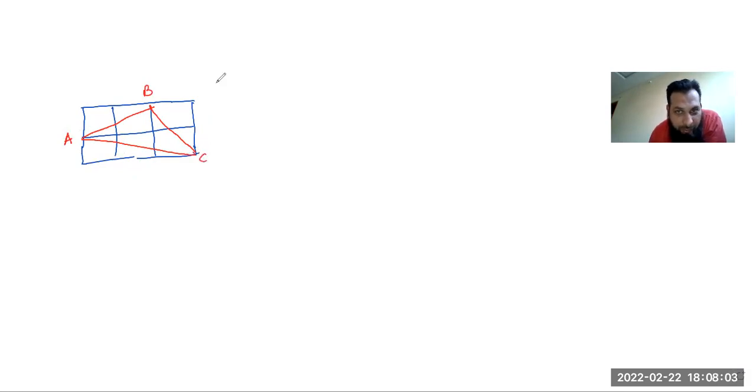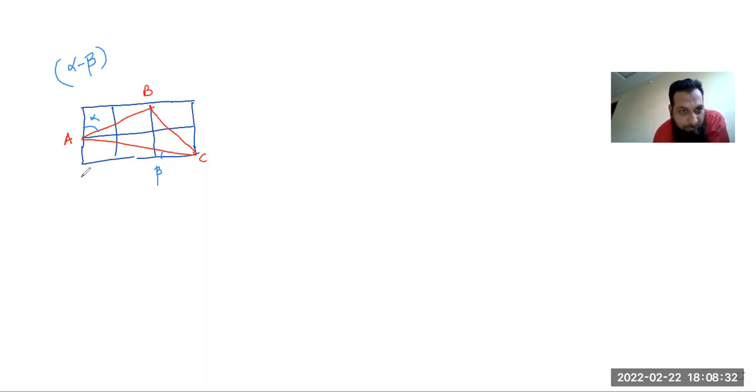Let us label some angles there. And let us call this angle as alpha and this angle as beta. We are supposed to find alpha minus beta. There are two ways of solving it. Number one, we can use trigonometry. Number two, we can use angle property or triangle properties. So first we will use the triangle property method.